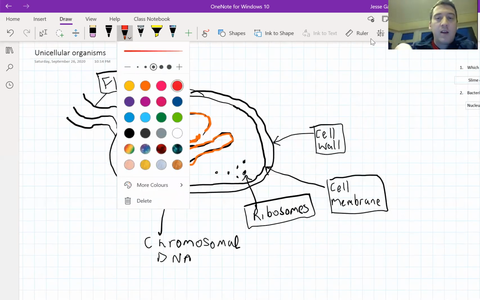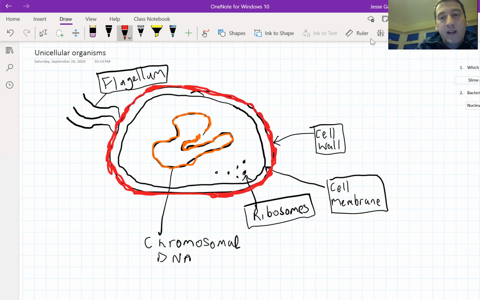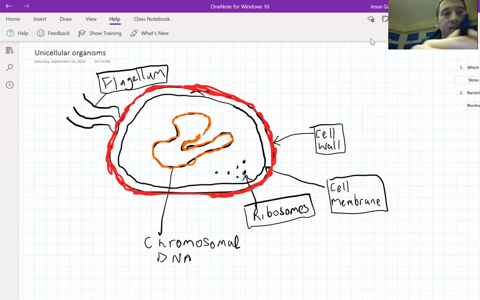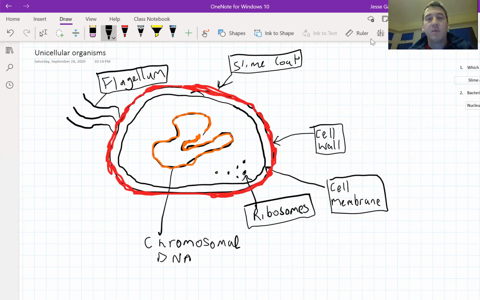A bacterial cell has a slime coat, which I'm drawing on in red. So around the outside of the cell, it's got a slime coat. What the slime coat does is protect the bacteria from any toxins or chemicals that might be in its environment that might hurt it or kill it. So this red is what's called the slime coat. It protects the cell, protects the bacteria.